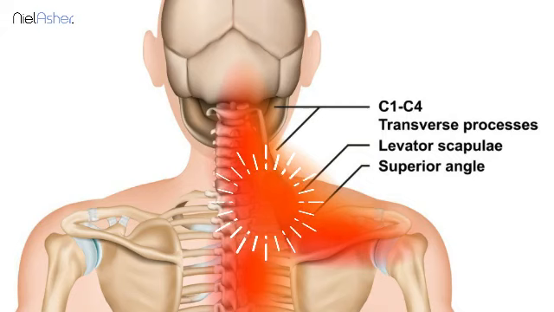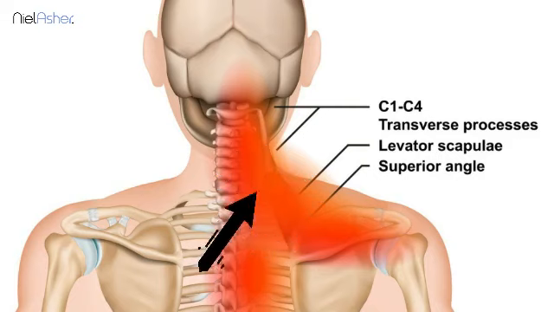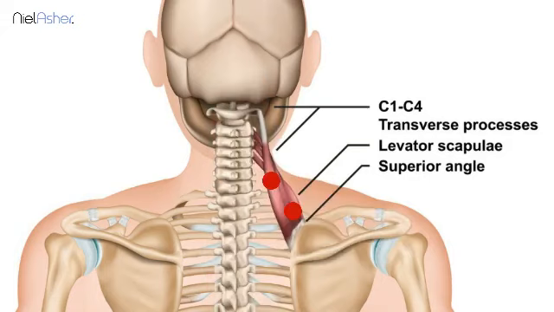The centroid, the central area of the pain, resides between the scapula and the lower part of the neck, in the angle between the neck and the shoulder. One of the major symptoms that you get, apart from pain, is a feeling of stiffness.